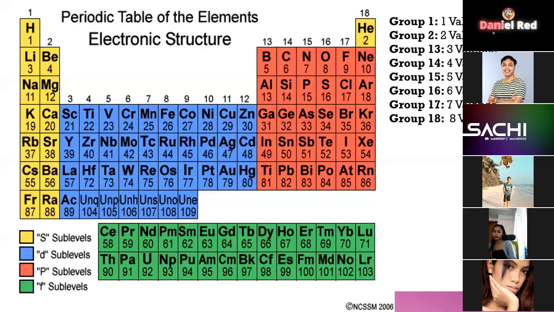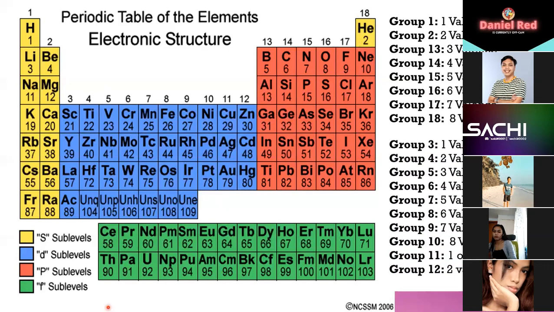The middle part, group numbers 3 to 12, has the following valence electrons. Group number 3 has 1. Group number 4 has 2 valence electrons. Group number 5 has 3 valence electrons. Group number 6 has 4 valence electrons. And group 7 has 5 valence electrons.